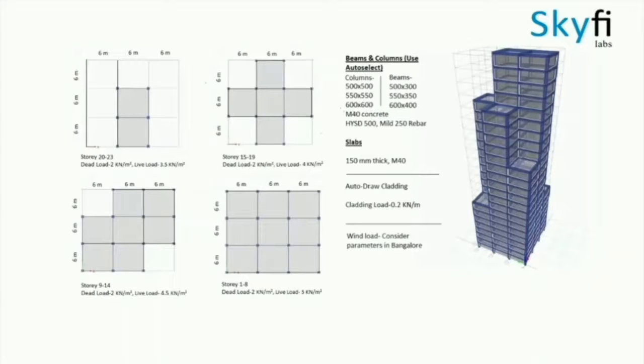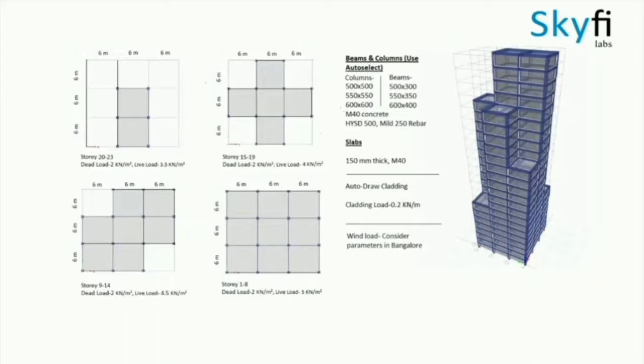So in this problem we have a 23-story high-rise building for which we will use M40 concrete and HYSD 500 steel for longitudinal rebars, and for ties we will use mild 250 grade. Columns will be taken of different sizes from 500 by 500 up to 600 by 600. The beams will also be of different sizes. The slab thickness is taken as 150 mm of M40 grade concrete.